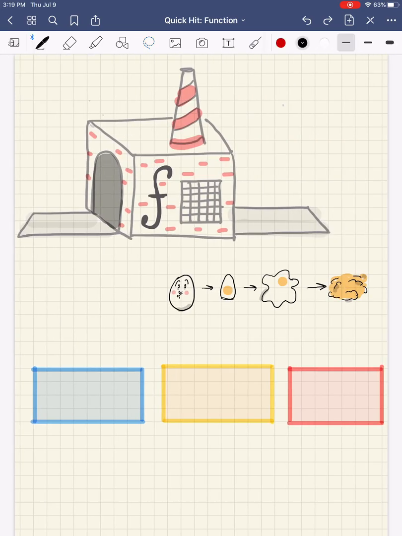Well, hold tight because I'm about to tell you. So at its most basic, a function is a mathematical relationship where for every input, we get exactly one and only one output.